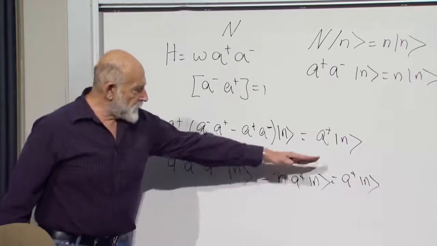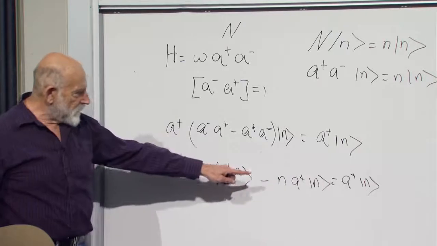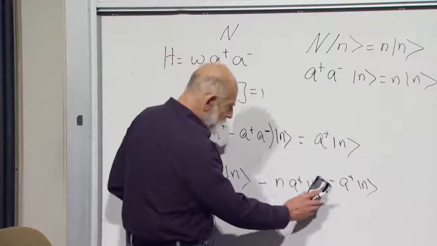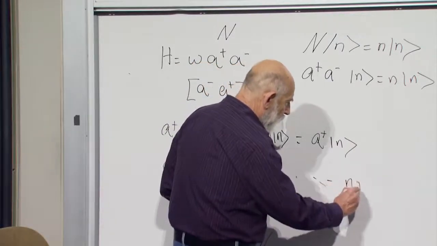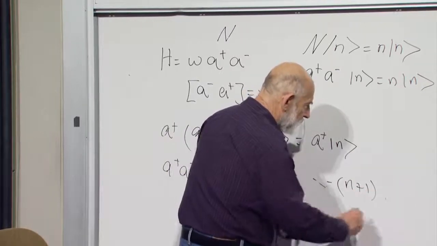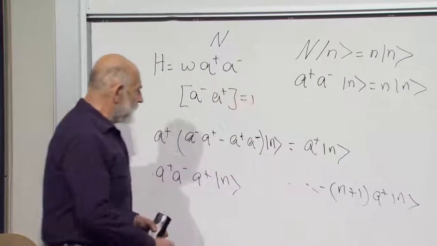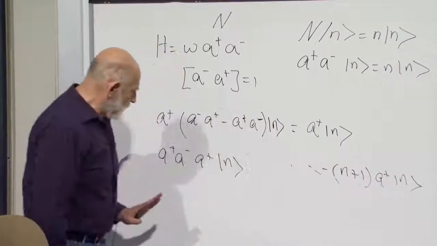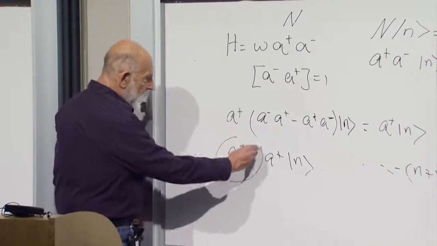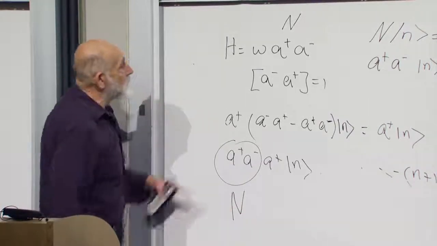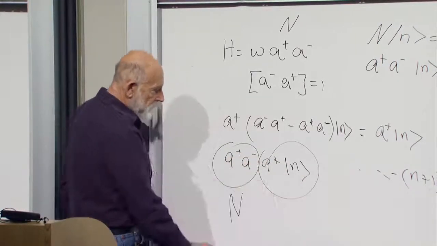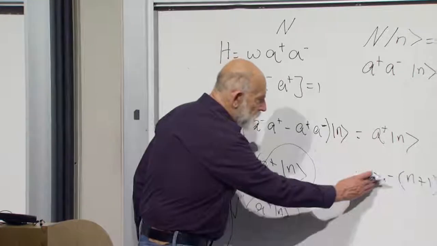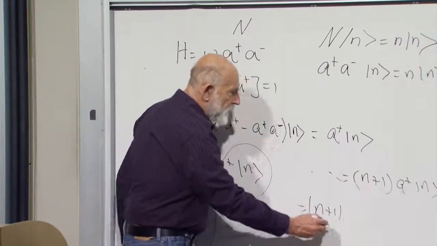Okay, let's shift this over to the right. What happens if I shift this over to the right? Here I have a plus times n, and here I have n times a plus times n. What do I get? N plus 1. That's good. This one got shifted over to the right. It gave me this n, and the other one gave me the 1. But what about this one over here? A plus times a minus is the operator capital N. This is the state that I'm interested in. So N on this state, a plus on n, let's put a circle around it, is equal to n plus 1 times that same state.